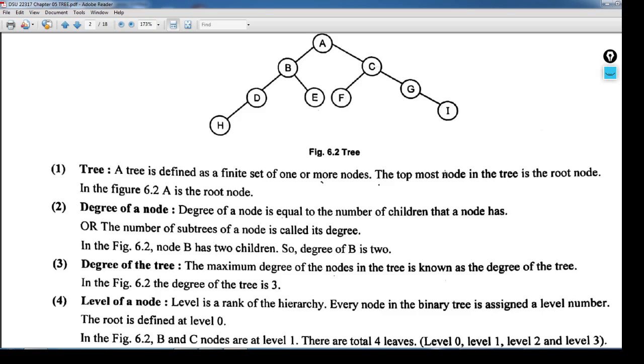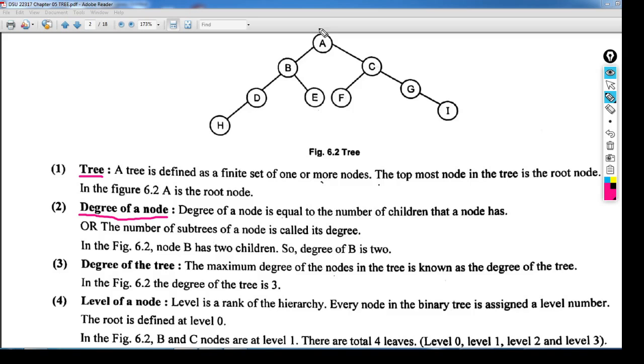So let us see tree terminologies. Terminologies means basic definitions of trees. Some points in the trees. First is the definition of a tree, which we have seen just now. After that, degree of a node. The degree of a node is equal to the number of children that node has.